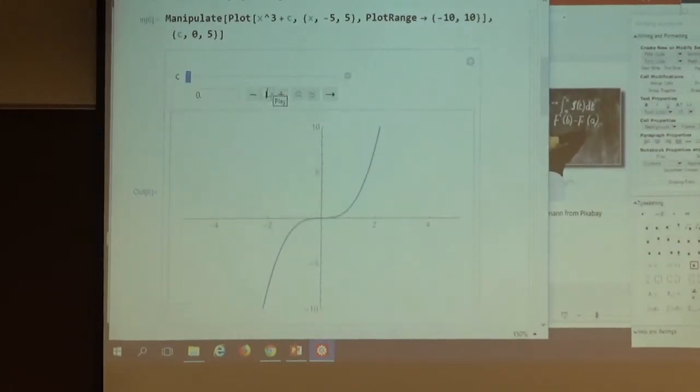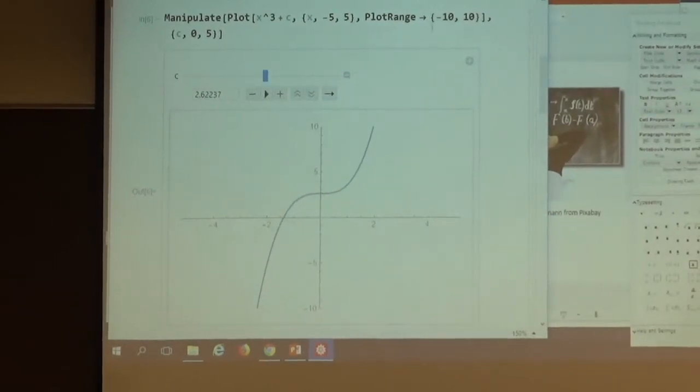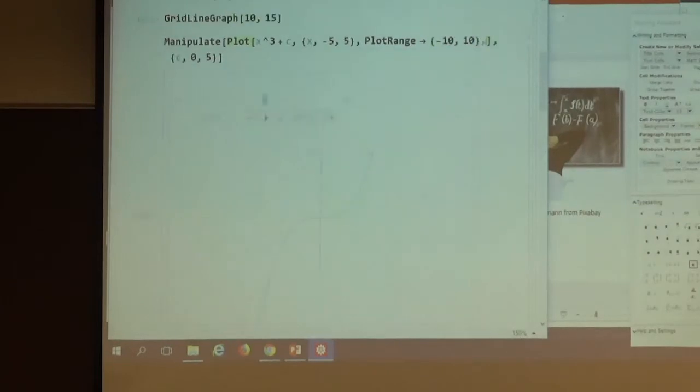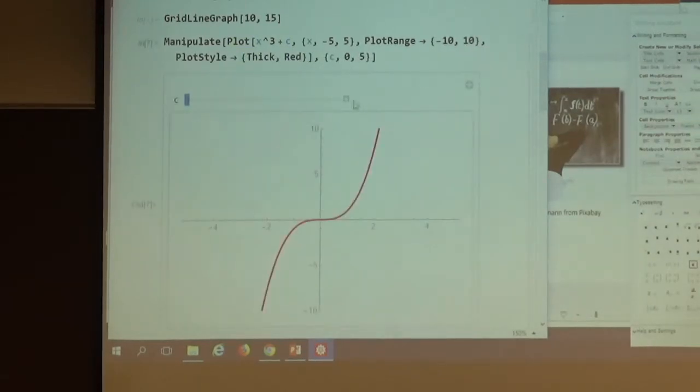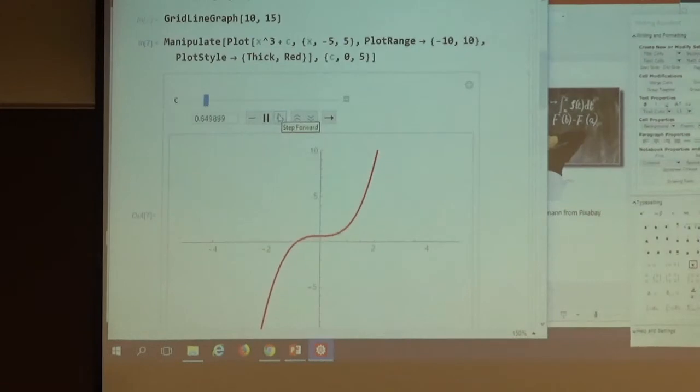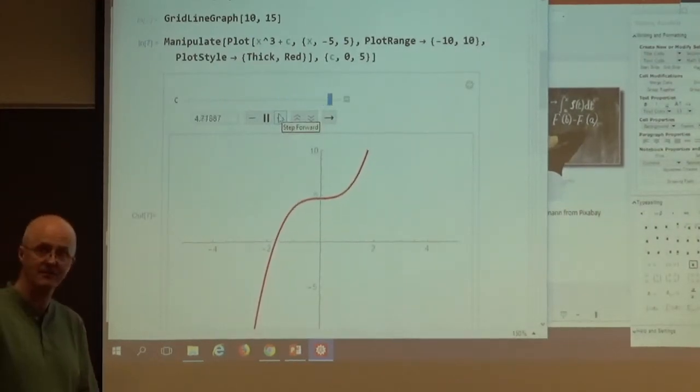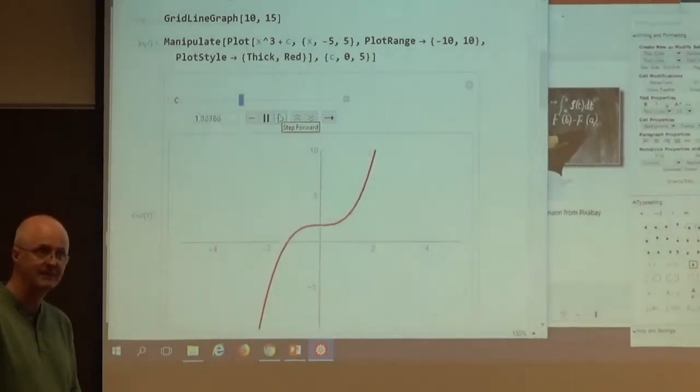Or I can open this up and play it. You can see the graph get shifted up. It might be kind of dim. Let's make this a little bit brighter with a PlotStyle command. Red like that will make it nice and big red there. So we can play it and see it move up as C changes. So that's the general kind of thing you've got to do to make an animated plot.